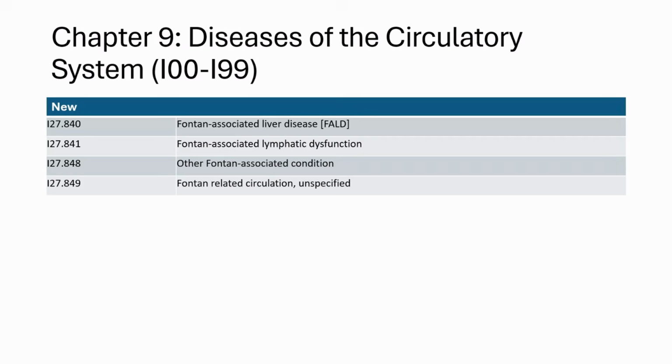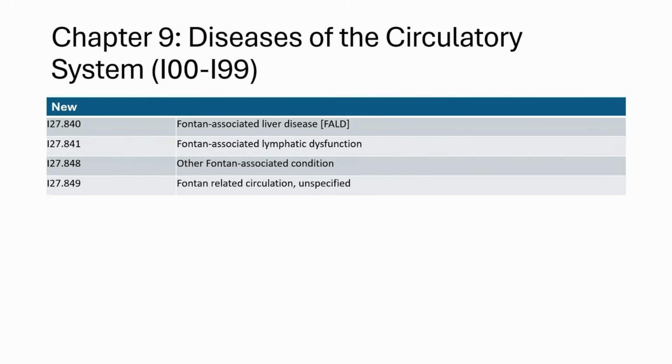The new codes here relate to Fontan circulation. The Fontan procedure is a type of heart surgery used in children that are born with complex congenital heart disease, often when only one ventricle is functional. The surgery reroutes blood flow directly into the lungs, which bypasses the heart's right ventricle. And while this helps patients survive into adulthood, it creates unique long-term complications known as Fontan-associated conditions.